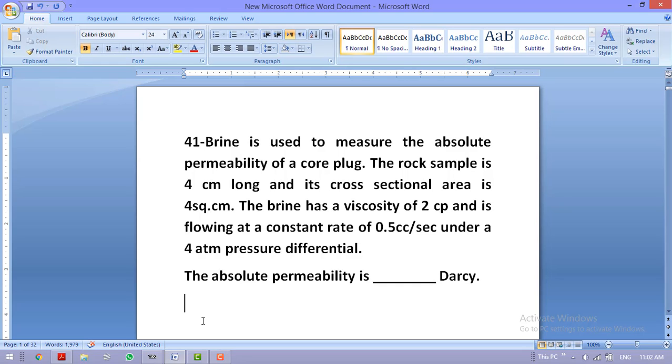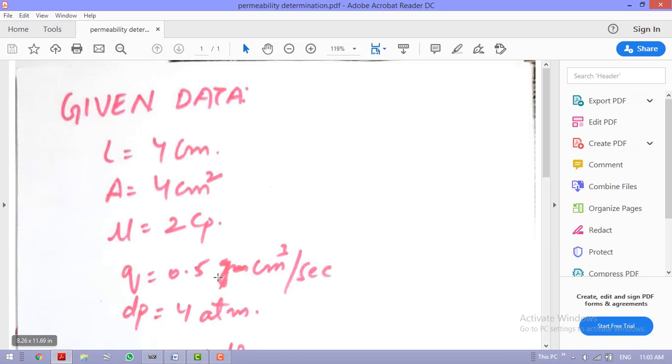The question is: a brine is used to measure the absolute permeability of a core plug. The rock sample is 4 cm long and its cross-sectional area is 4 cm square. The brine has a viscosity of 2 centipoise and is flowing at a constant rate of 0.5 centimeter cube per second under a 4 atmosphere pressure differential. The absolute permeability we have to find in terms of Darcy. So let us quickly see the problem for this.